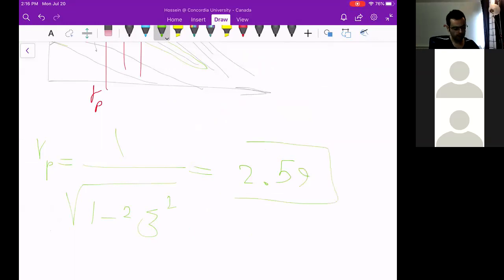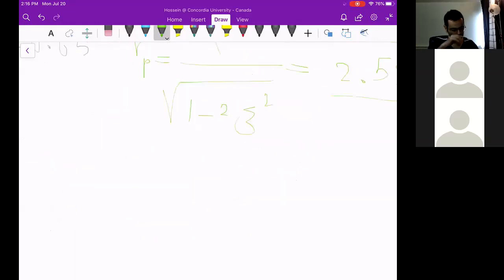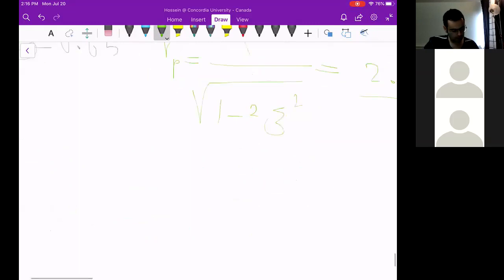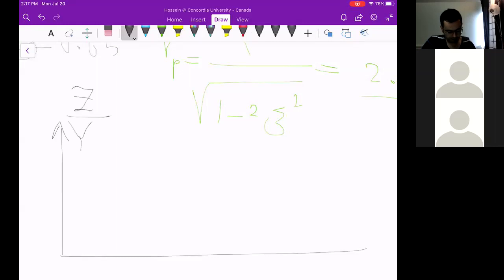Let me plot the graph approximately like this. When zeta is lower than 0.7, there is a maximum. Otherwise, there will be no peak. So Z over Y versus R, frequency ratio omega over omega n. This is 1. So there is a peak.